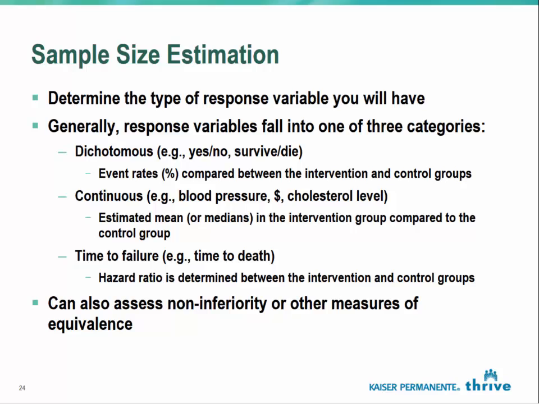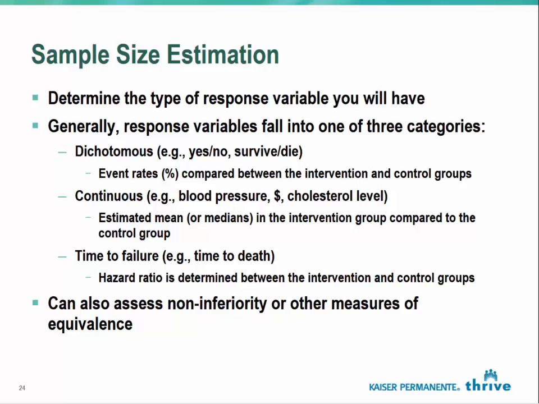One of the first things you have to do for your sample size is determine the response variable you're going to have. There are 3 categories. Dichotomous: yes or no, did it occur, did they survive or die. We'll look at event rates, or the percentage of patients who had and didn't have the outcome. Another would be continuous outcomes: blood pressure, money, cholesterol levels. In this case, you're looking at means or medians and comparing those between the groups.